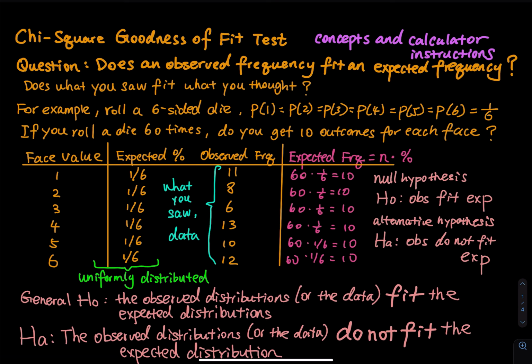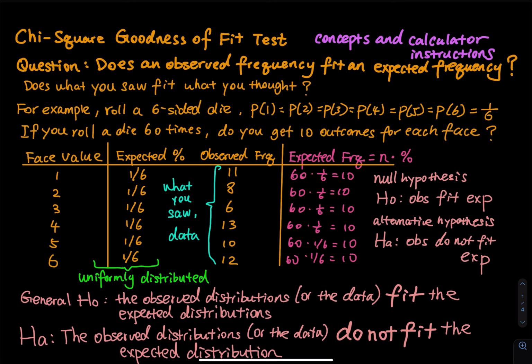So suppose the die is not manipulated. So the probability to get a 1, 2, 3, 4, 5, 6, so either one of the 6 faces, is 1 over 6, okay? So if you roll a die 60 times, does that mean you get 10 outcomes for each face value? Okay, what does that mean? Let's take a step back.